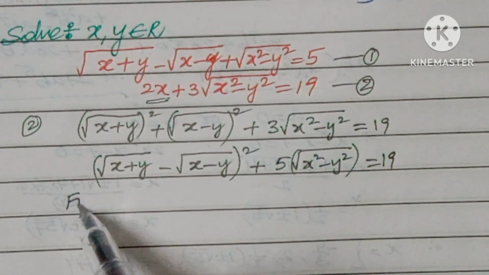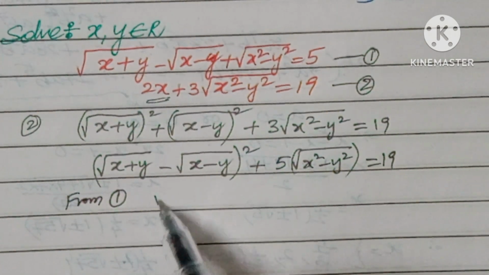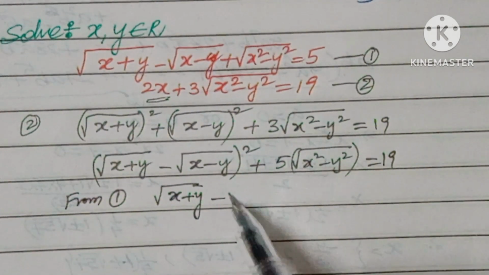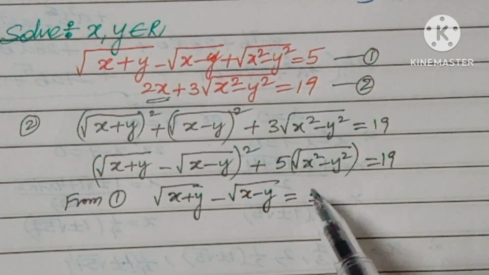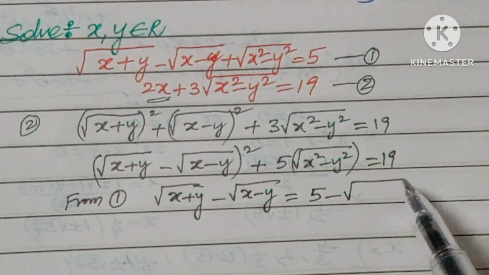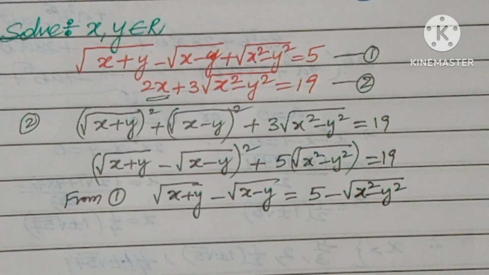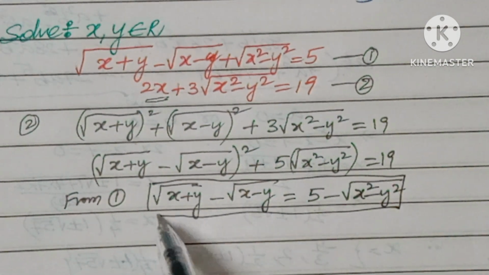But from 1, root of x plus y minus root of x minus y is equal to 5 minus root of x square minus y square. From the first equation we are getting this value.